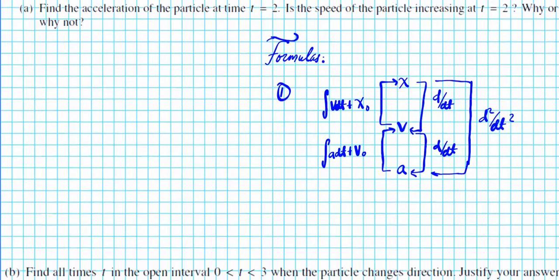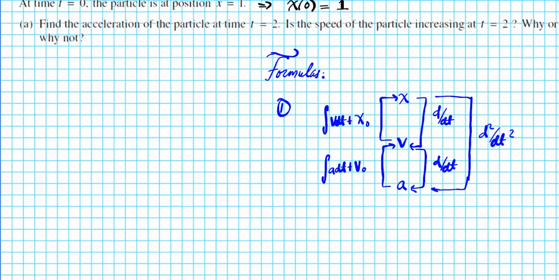The other one has to do with the behavior of the speed. Is an object speeding up or slowing down? This is an easy way to remember it. If your velocity and acceleration have the same sign, you are speeding up. Your speed is basically increasing.